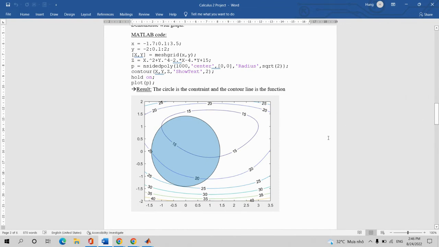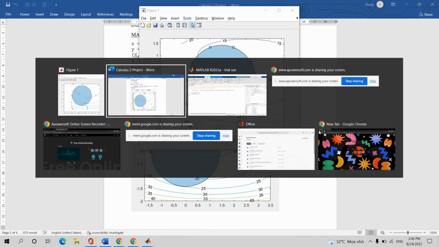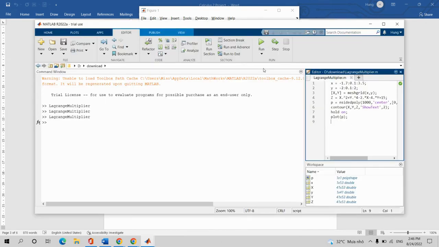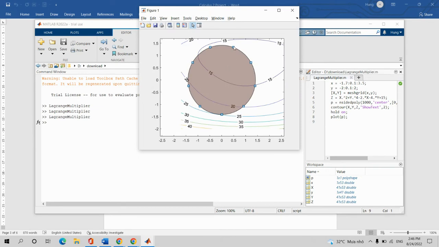We have the MATLAB code and we have two inputs. The first one is x equal to minus 1.7 to 3.5 with step 0.1, and the input y coordinate is minus 2 to 2 with step 0.1. So we got a circle, which is the result of the equation g.